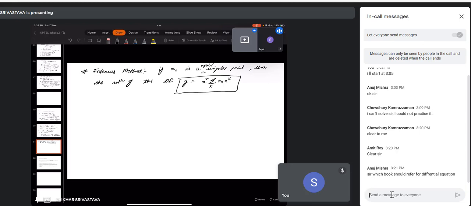What Chaudhary's doubt was, was that this Legendre differential equation has singular points only at plus minus 1, and x equal to 0 is an ordinary point.